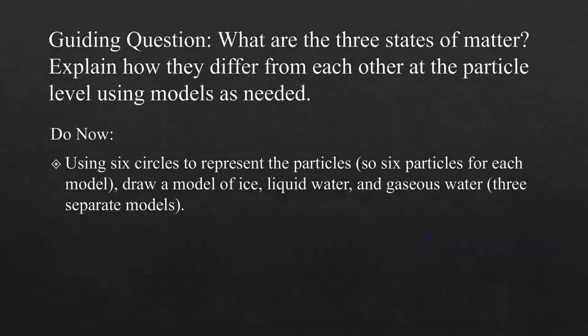So the guiding question for this section of our learning is, what are the three states of matter, and explain how they differ from each other at the particle level using models as needed. The do now is also completed in your guiding notes. Using 6 circles to represent the particles, 6 particles for each model, draw a model of ice, liquid water, and gaseous water or water vapor, thus creating 3 separate models. And you'll do that in your notes.